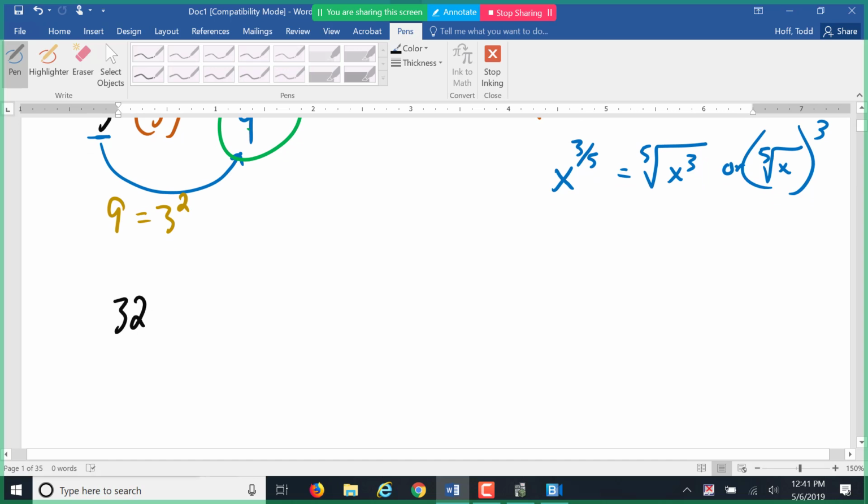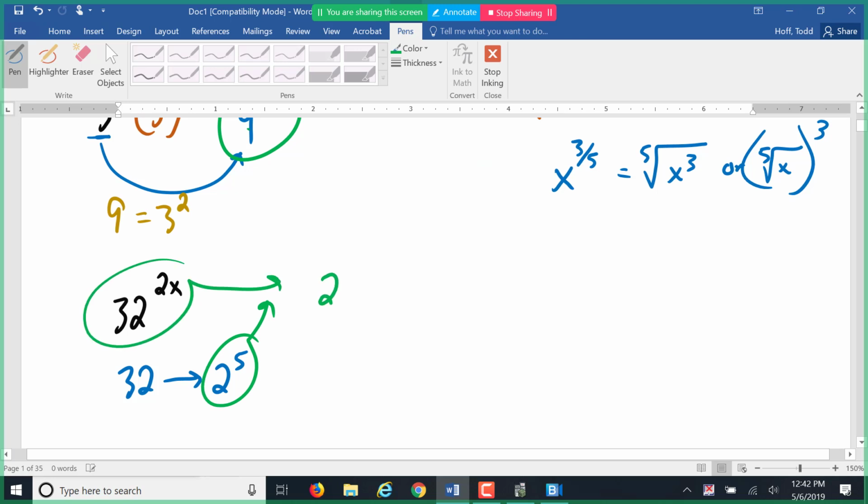(32 to the power of 2x). I could leave it just like that, or I can write 32 is 2 to the power of 5. So combining these, I replace 32 with 2 to the power of 5, all to the power of 2x. 2 to the 5th to the power of 2x. Well, 5 times 2x is 10x. That's 2 to the power of 10x.